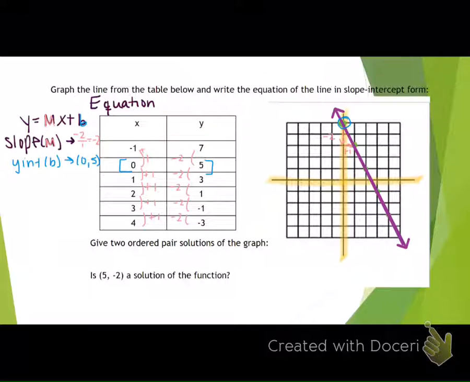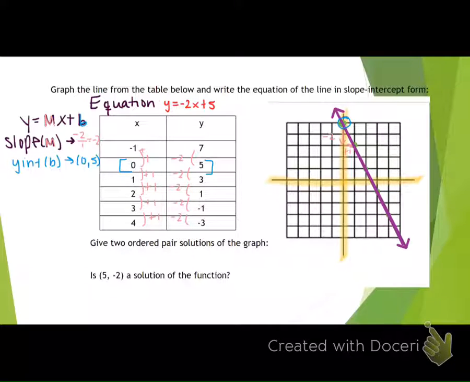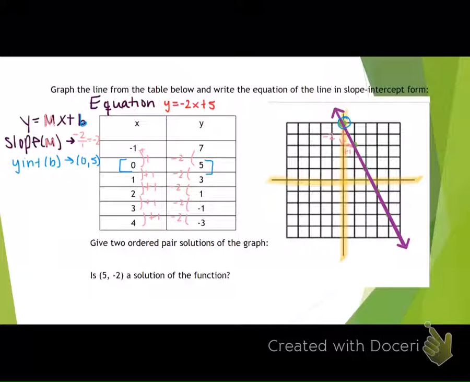Hannah, what is the equation? Y equals negative 2x. Not just y equals negative 2x. Oh, plus 5. There you go. So y equals negative 2x plus 5 is my equation. Give 2 ordered pair solutions of the graph. So give me an ordered pair solution, Ian, of this graph.